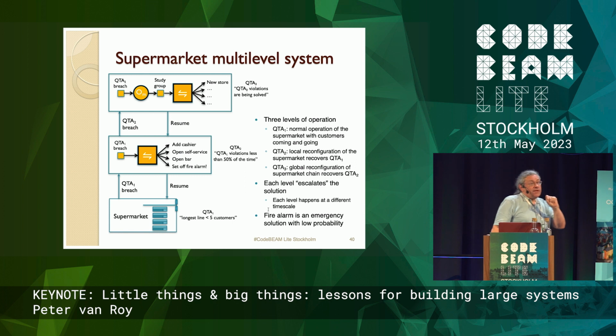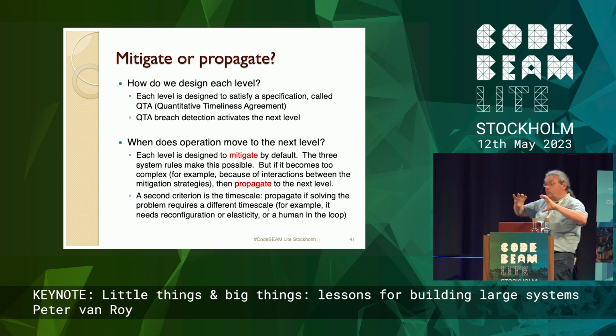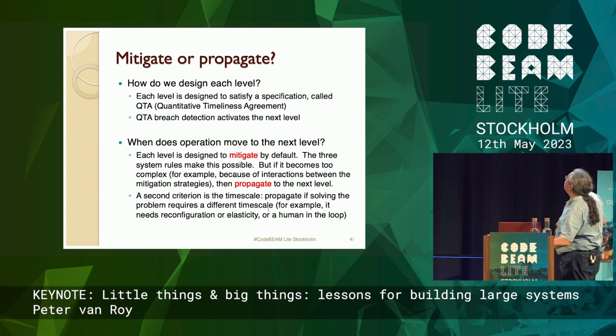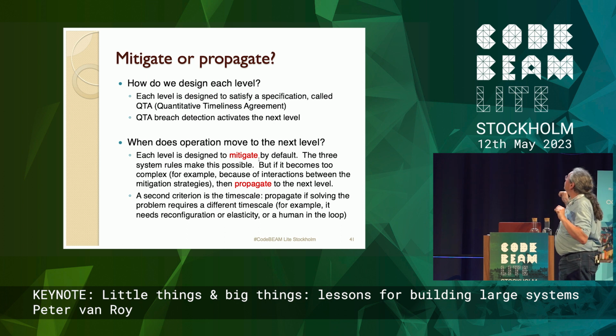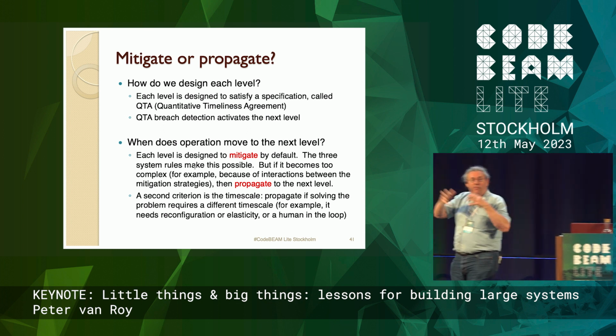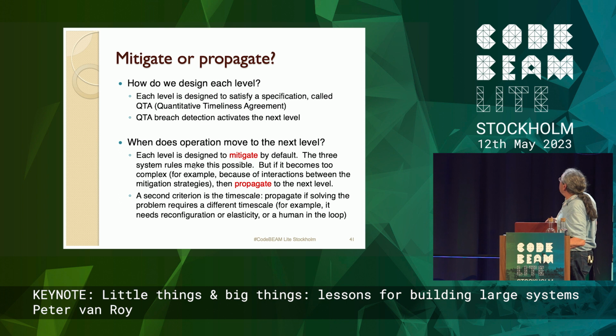So the point is you have to think carefully of time scales for this approach. And the critical question at each level is, when do you go to the next level? Each level has its own QTA. When you go to the next level, by default you don't. You stay at the level and you solve the problems at your level until you cannot do this anymore. For example, you might have to implement multiple strategies that start conflicting with each other, or maybe you just don't have enough resources and it would be too hard to get more, then you propagate.